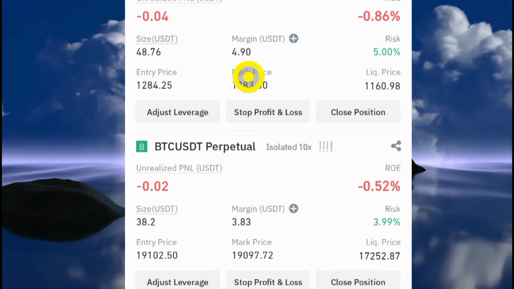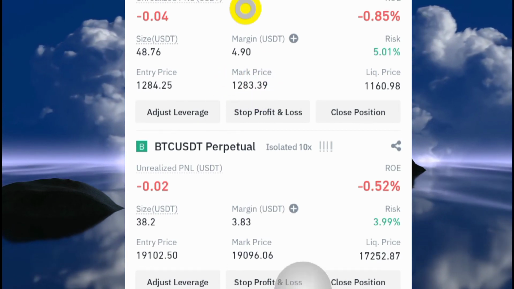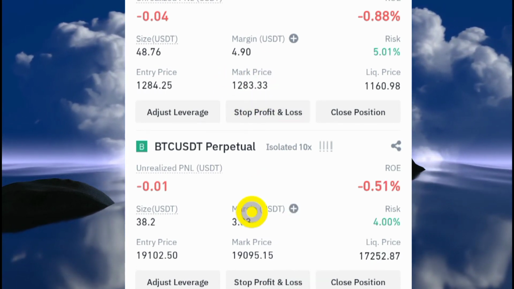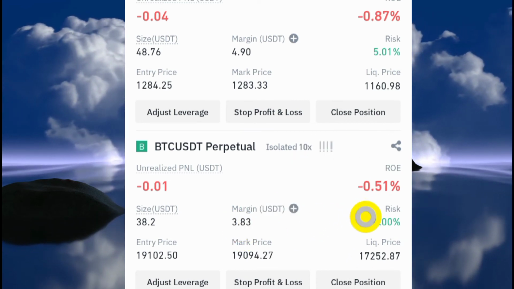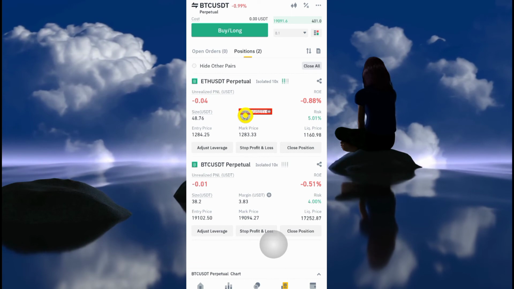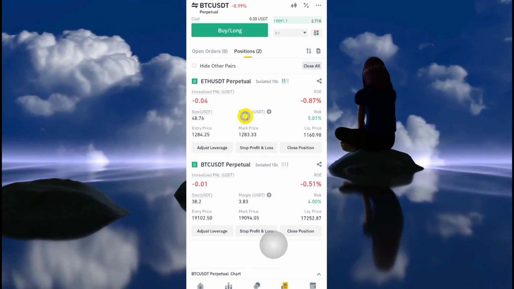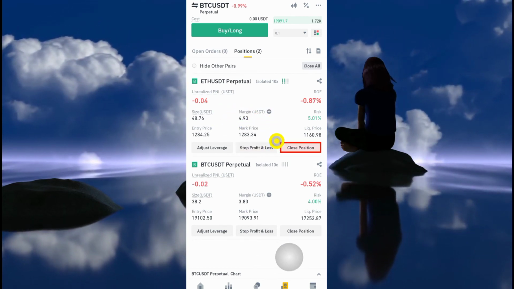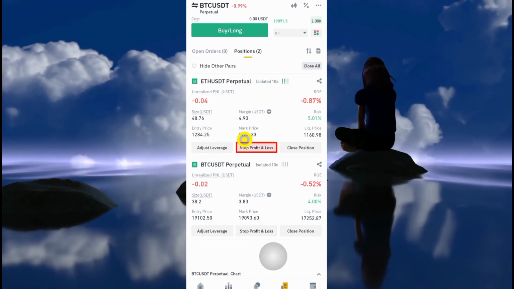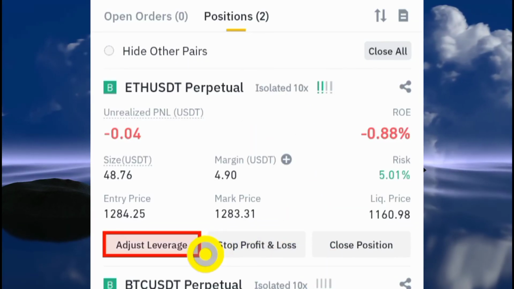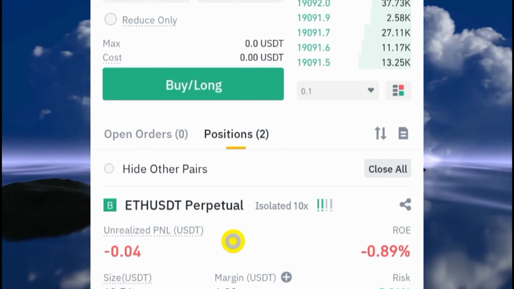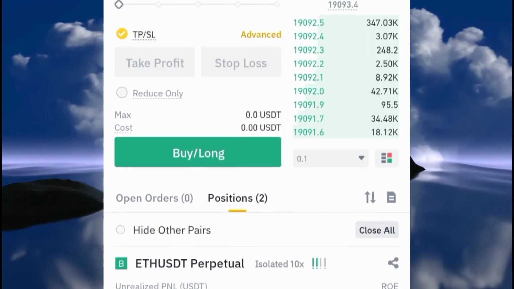But in cross mode, if you're losing a position, your available balance plus this margin and the profit from this margin would help to support the remaining margin for this trade to avoid losing the entire trade. That's basically the difference between isolated and cross. I believe this is very clear with these live examples, so I'm going to close all positions.